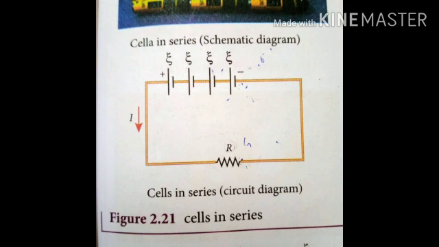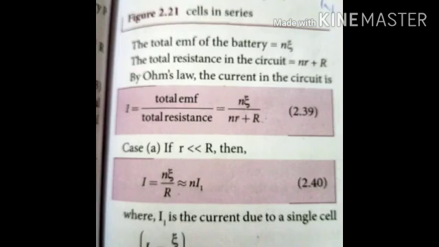Okay, this is a diagram for the series combination. So the total EMF of the battery is N into psi. Total resistance is internal plus external, so N small r plus capital R. And according to Ohm's law, the current I is equal to N psi by (N r plus capital R).